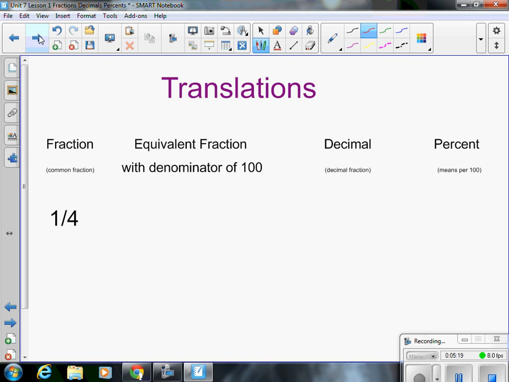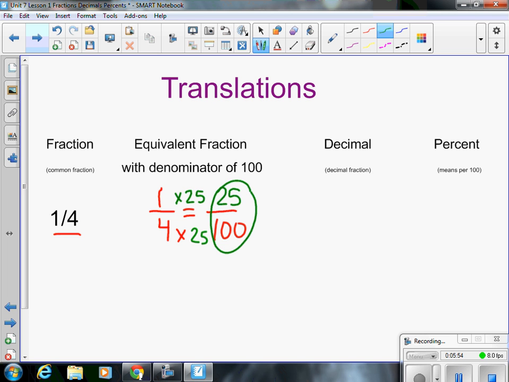Now we're going to do some translation. So our fraction is 1/4. So our equivalent fraction with a denominator of 100, again, you can use your grid or you can find it this way. 1/4 is the same as how many hundredths? 4 times what equals 100? 4 times 25 equals 100. Do the same to the top. 1 times 25 equals 25. So 25 hundredths is the same as 1/4.